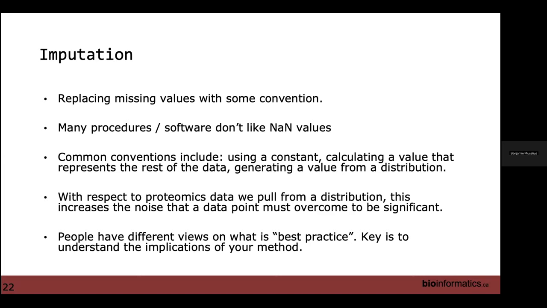Finally, and the way we tend to do it, at least by default in Perseus, is imputing from a distribution. So we'll actually take the distribution that our data forms, downshift it by, I think it's 0.1 or 1.3, and take from the lower tail of that distribution. That gives us a pool of random values to impute into a place that's missing values. Especially as you move to different labs, different people have different views on what the best practices are here. My best advice would be know why you've done what you've done and what the implications of it are for your downstream data analysis.